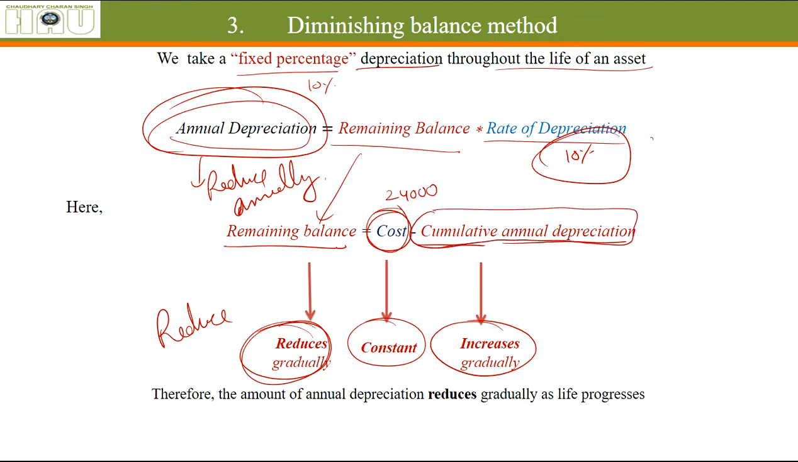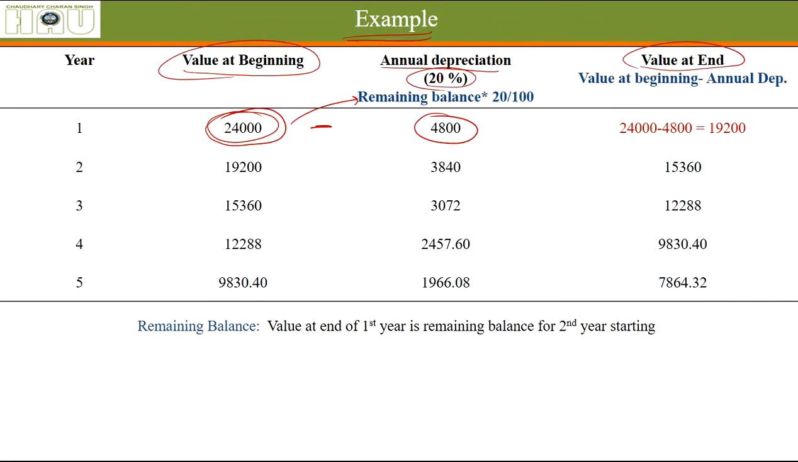Cumulative annual depreciation is depreciation till date, and that is calculated by 24,000 into 20 by 100. Alright, 240 into 20, it comes out to be 4,800. This is the amount of depreciation for the first year. So value at the end will be 24,000 minus 4,800.